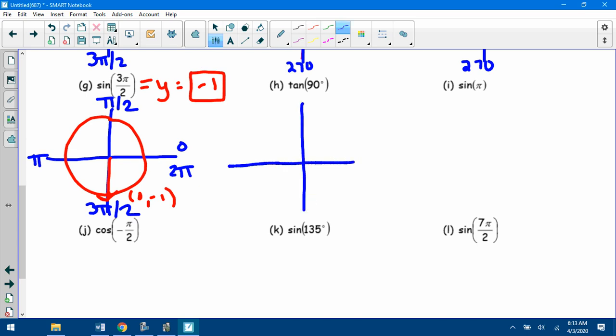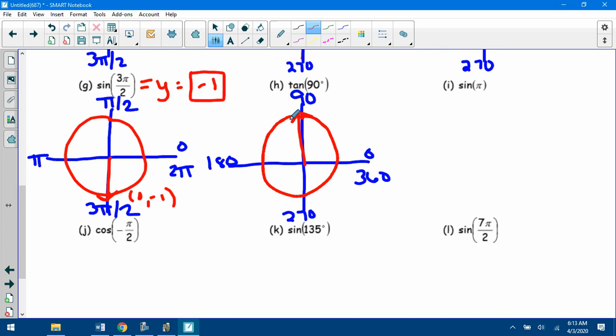Tangent of 90, obviously quadrantal. You're landing right here. The point up here is 0, 1. Tangent is sine, which is y, over cosine, which is x. So the y coordinate is 1, the x coordinate is 0, and what happens when you have 1 over 0? You get undefined.